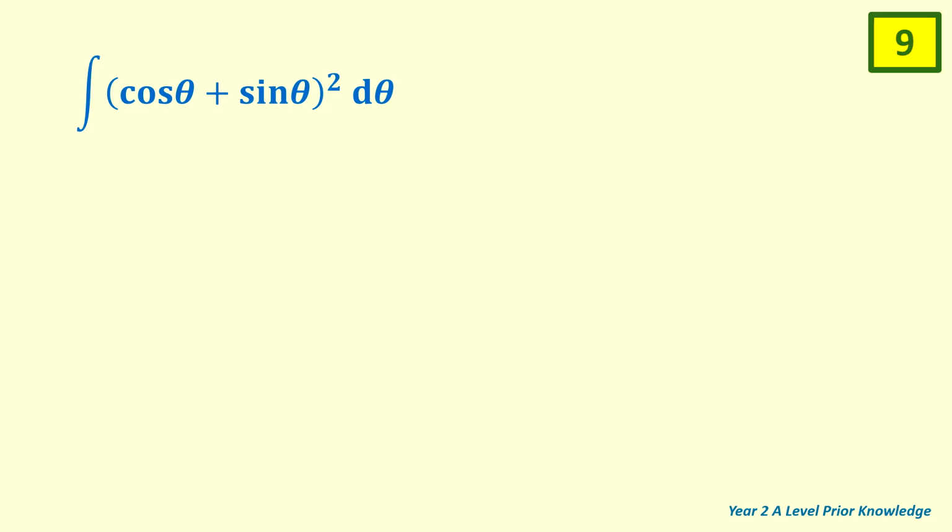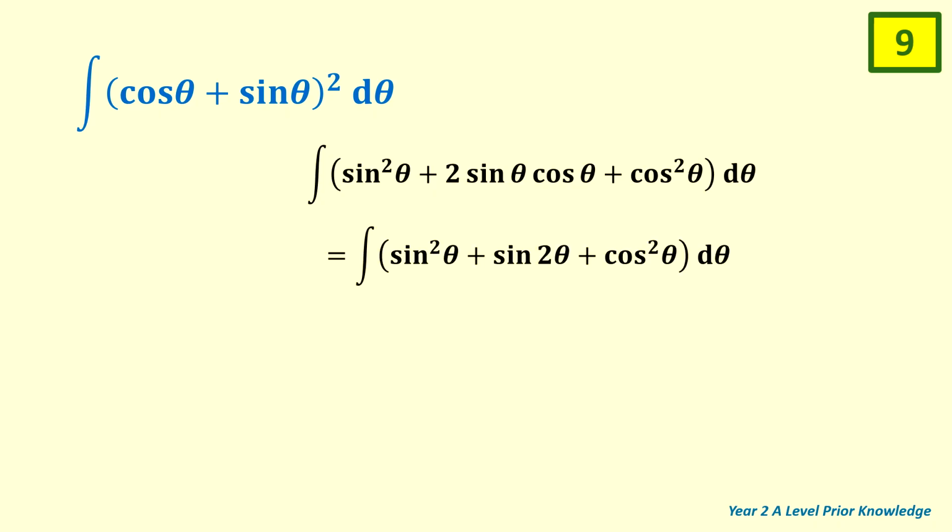This may seem a bit pointless, having just done the one with a 3 in it, but there is a reason for me picking this. So if we integrate (cos θ + sin θ)², again, first thing we want to do is to expand the brackets, which gives us sin²θ plus 2 sin θ cos θ plus cos²θ. You wouldn't necessarily write them in that order, but I've just put them in the same order as they were in the previous example. The integral of 2 sin θ cos θ is the same as sin 2θ, and then we can integrate each of those terms individually.